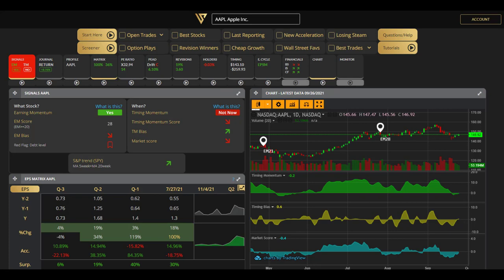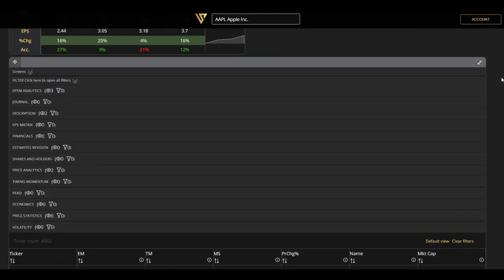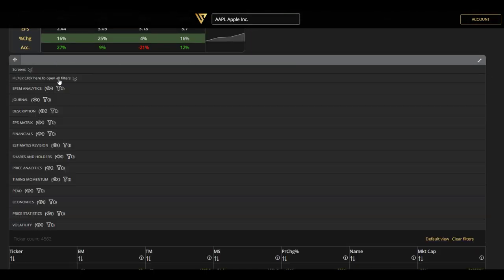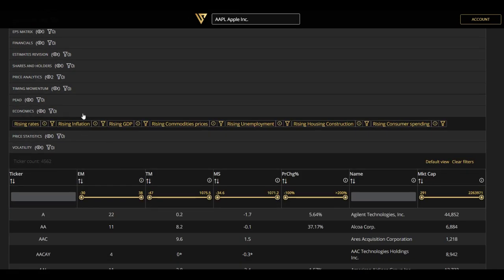So in order to help you out on this, what we created is not only the ability on EPSMomentum to filter on key data for every single stock, but also some economics filters. So let's go into the filter section here on the screener and the economics category. And here you see about 7 different macro drivers that could impact your stocks, right?